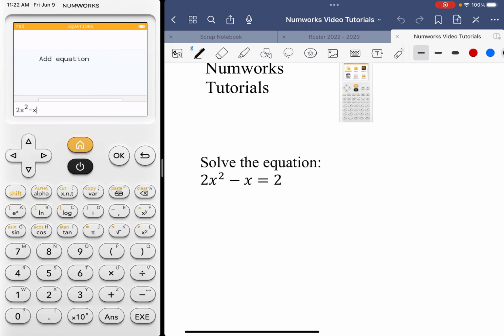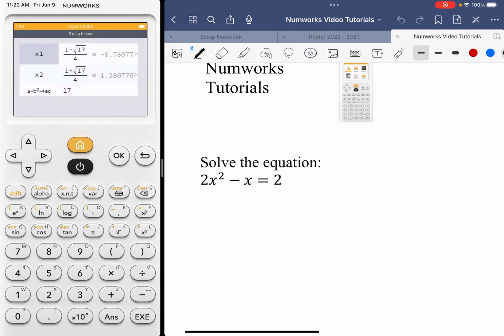equals. The equals is right above the pi button, so shift pi brings up the equals, and then type in 2. Hit OK or execute. It asks you if you want to solve the equation. We do, and it gives us a solution.